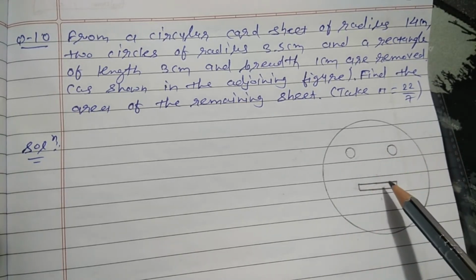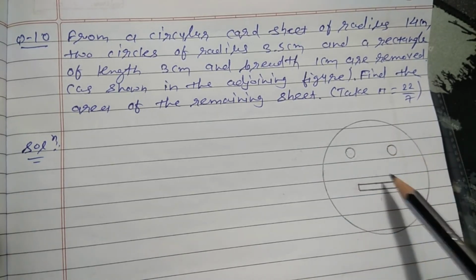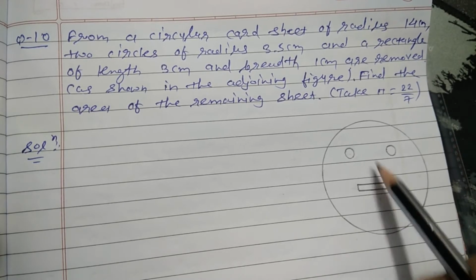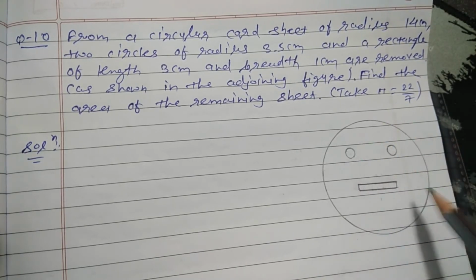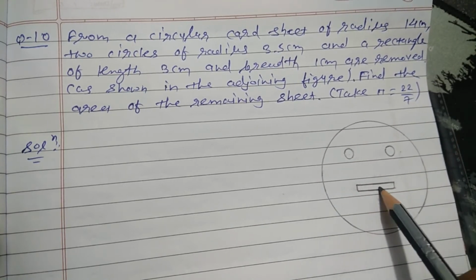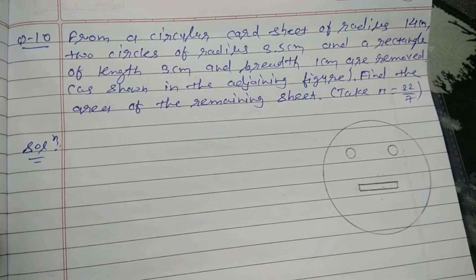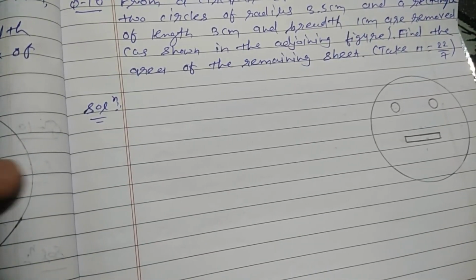Here circular card sheet is there and these two circles and rectangle are removed. That means area of the remaining part of circular card sheet is nothing but area of the circular card sheet minus area of this two circles and a rectangle. So same way we will do. First of all, we will find the area of circular card sheet.